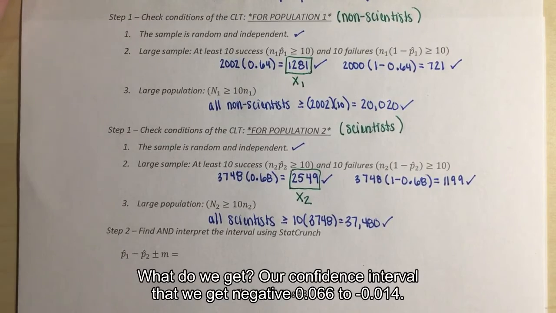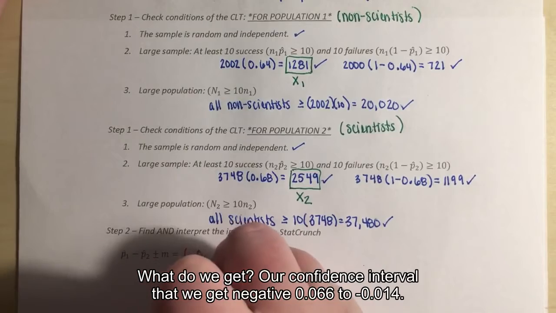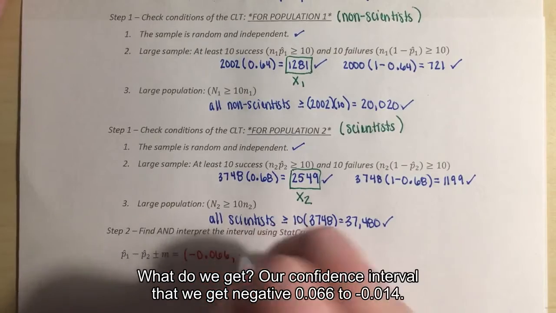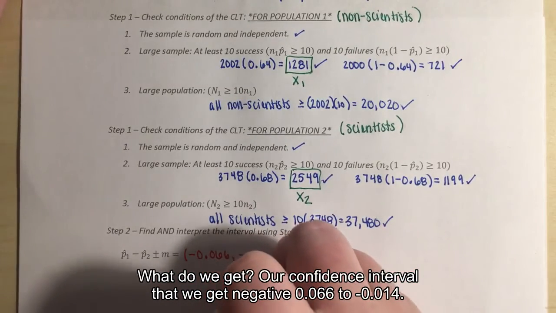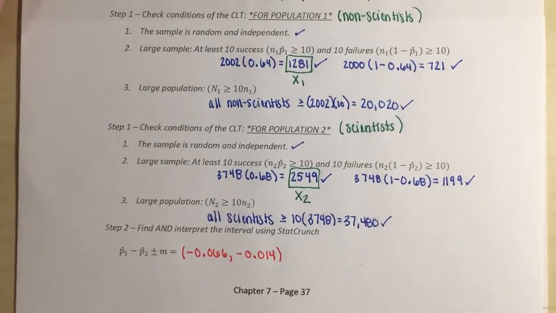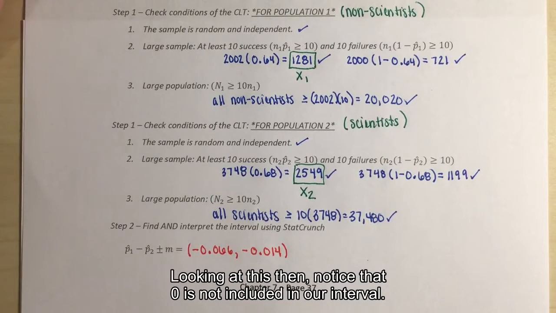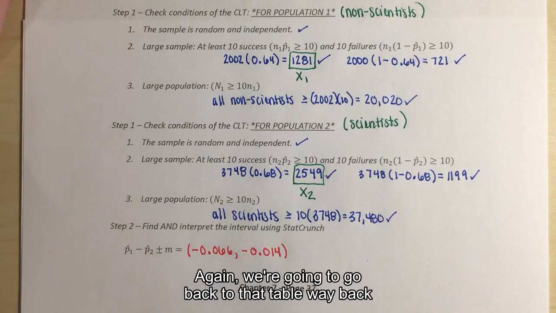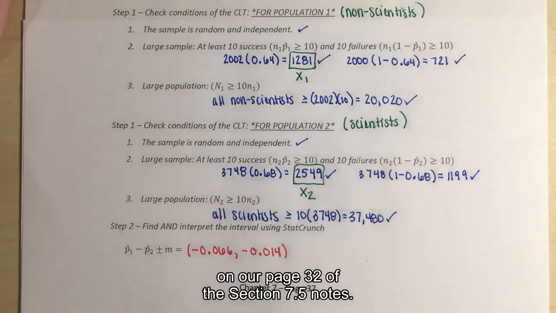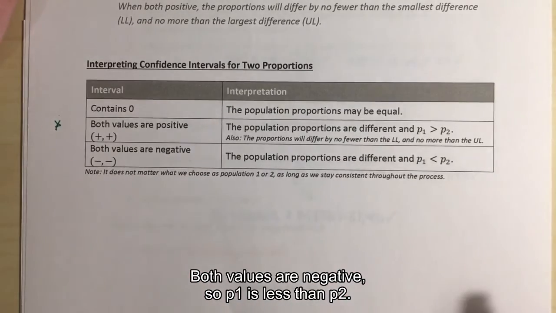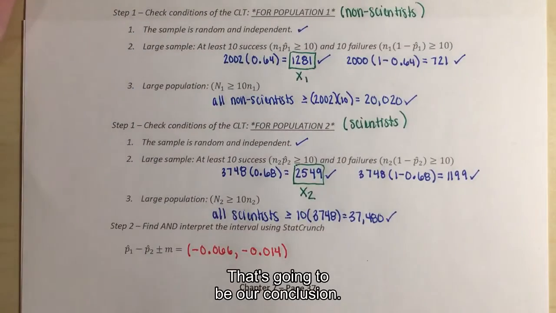And what do we get? Our confidence interval that we get is negative 0.066 to negative 0.014. Right? So looking at this, notice that 0 is not included in our interval. So we're not going to say that they could be the same. Again, we're going to go back to that table way back on page 32 of the section 7.5 notes. Both values are negative, so p1 is less than p2. So that's going to be our conclusion.